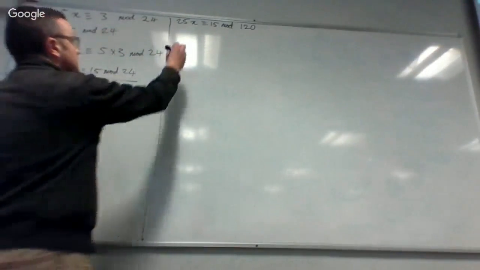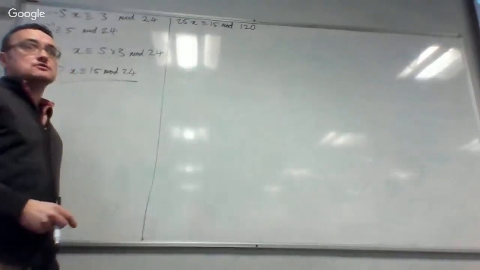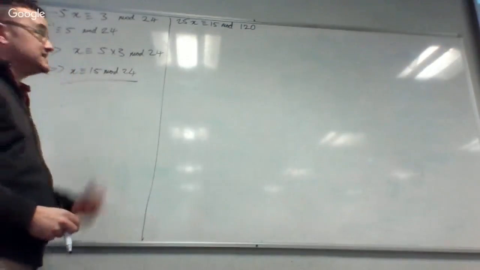This one, okay, 25 is not co-prime to 120. So 120 is divisible by 5.